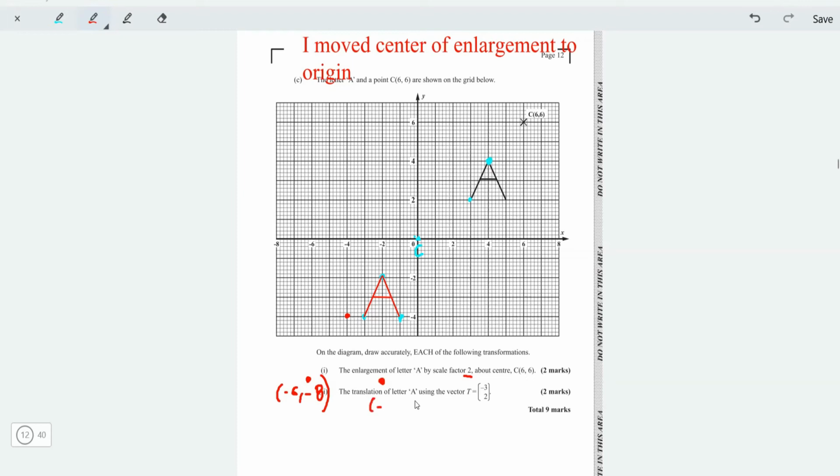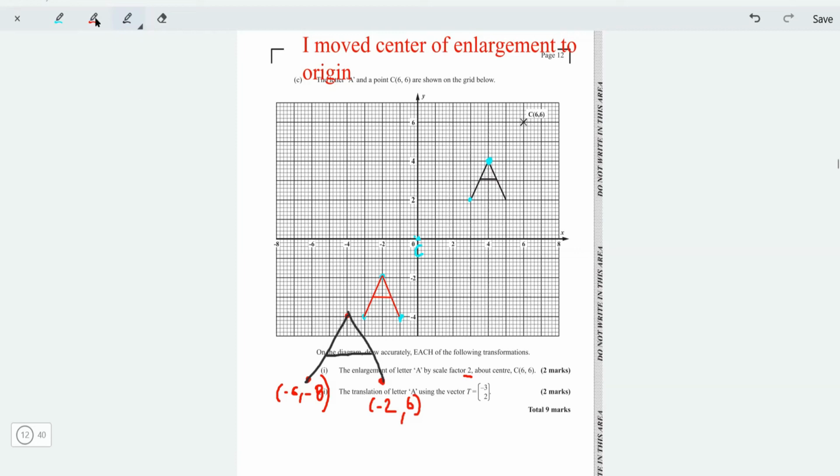Now, once I get this answer, this would be your new magnified A. Even though this is now the enlarged answer, what you need to then do is translate it. What do you mean by translate it? You have to bring it back to the center being 6, 6.